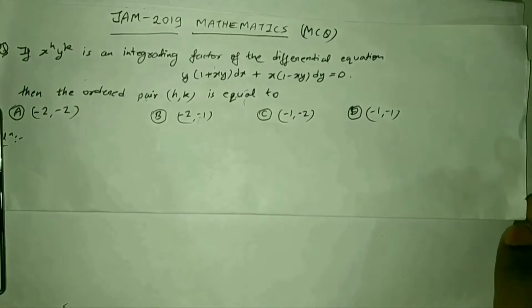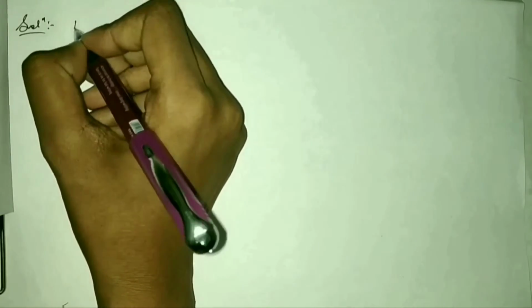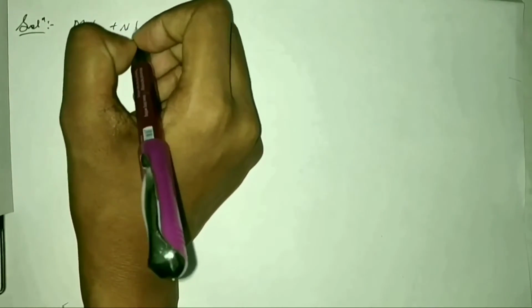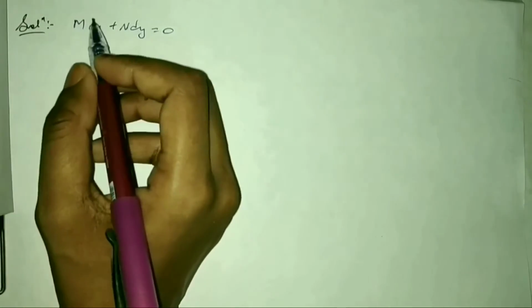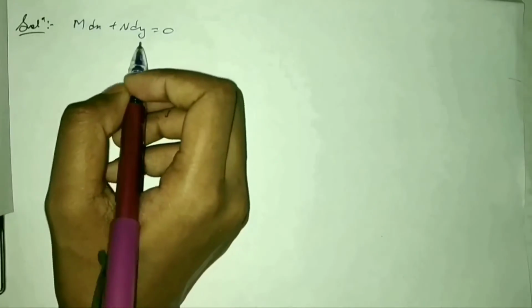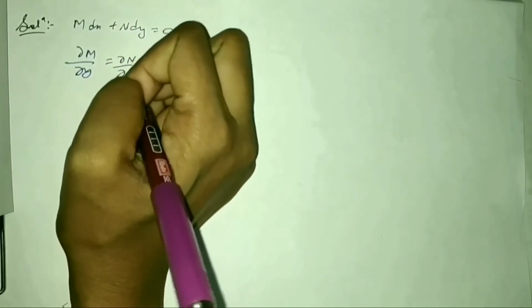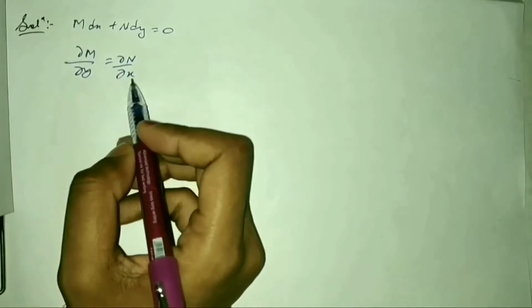Before solving this question, what we need to know is that if any function is an integrating factor of a differential equation M dx + N dy = 0, then this differential equation will be exact if we multiply that integrating factor into this equation. Exact means del M by del y must be equal to del N by del x. This is the condition for exactness of the differential equation. This is just the note. So now let us see the question again.